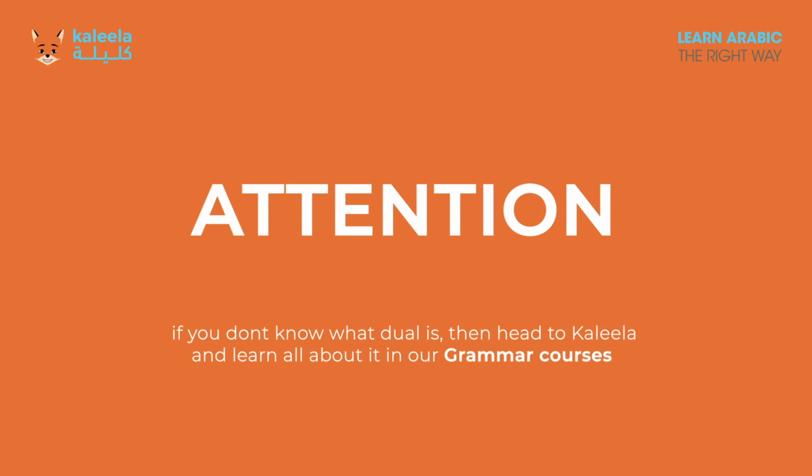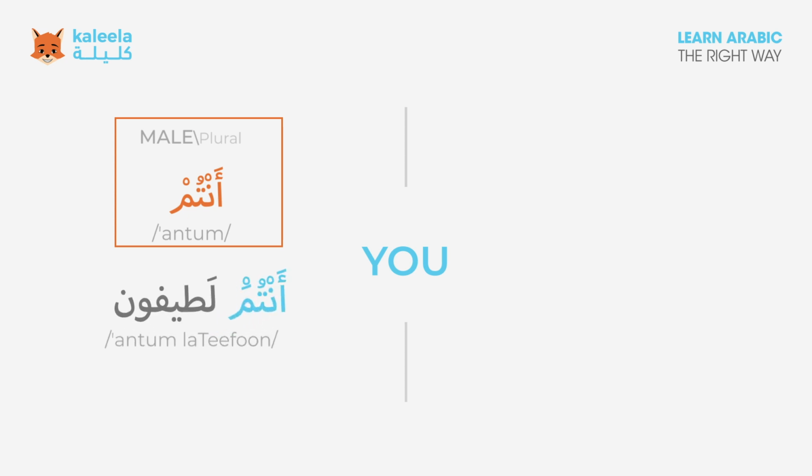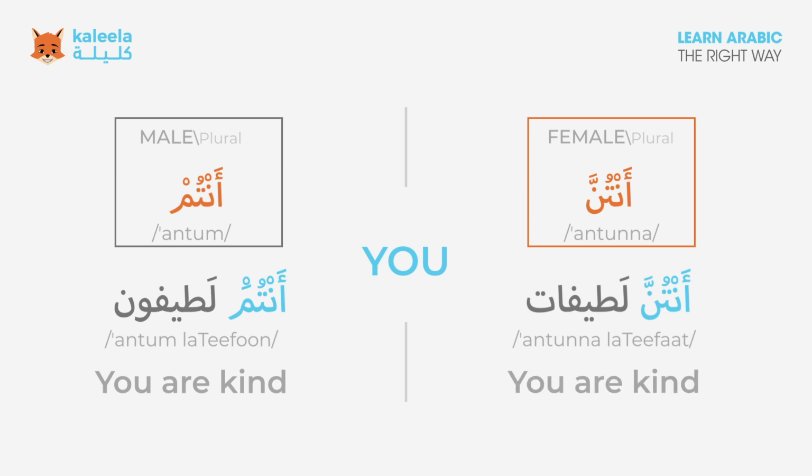You, أنتم. It's used for masculine in the plural form, as in أنتم لطيفون, which means you are kind. You, أنتن. It's used for feminine in the plural form, as in أنتن لطيفات, which means you are kind.